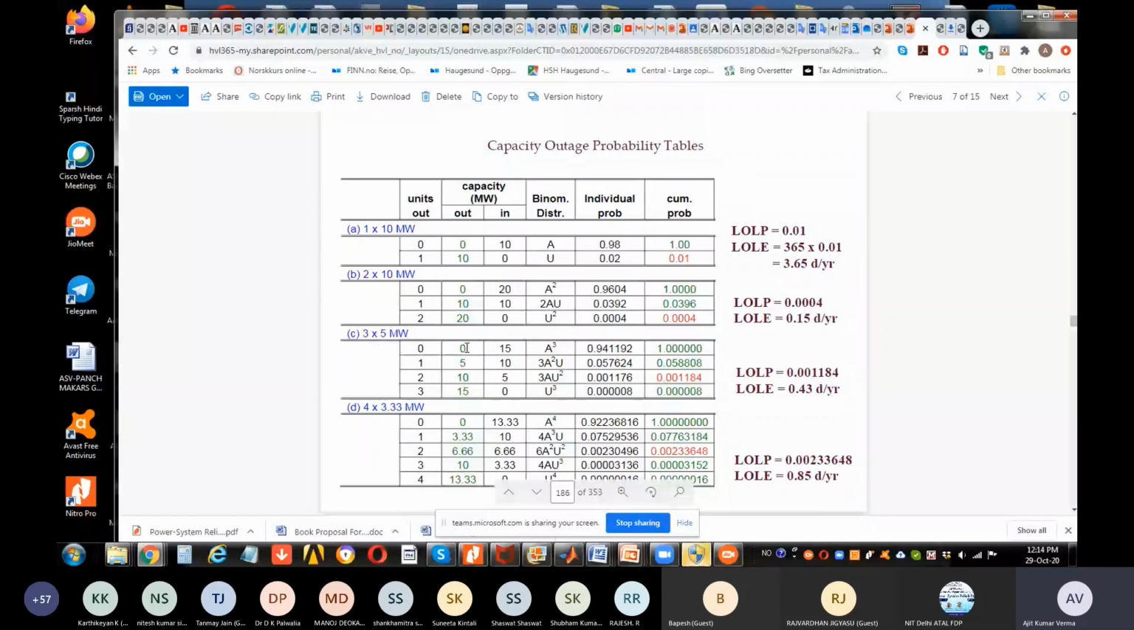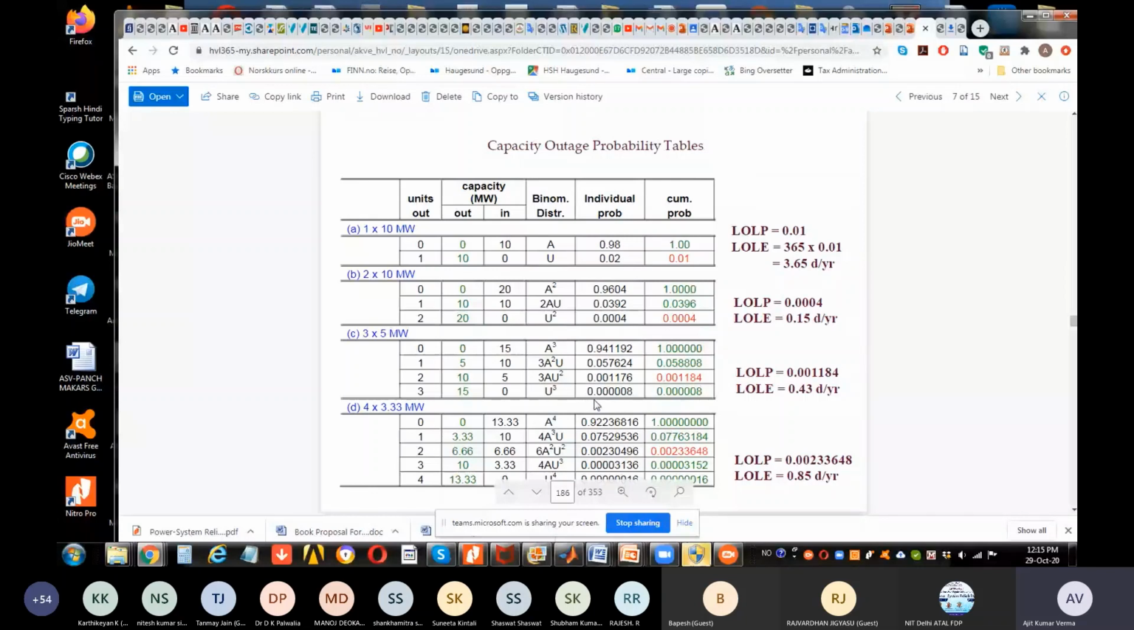So let's say, what are the generation states? 0, 5, 10, 15. None of them are working: 0. One of them is working: 5. Two of them are working: 10. Three of them are working: 15. For the unavailabilities, you multiply them, you get this. And then one of them is working and two of them are not working. So three such combinations. You take the availability for the one working and the unavailability for the two not working. So A multiplied by the unavailability square, and three such possibilities, because the first could work while the second and third do not, or the second could work, or the third could work, and the other two will not work. So you get these probabilities, you calculate, and then these are the cumulative probabilities.